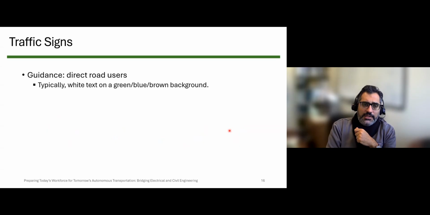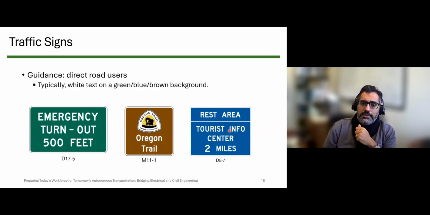We have guidance signs, which direct road users. So typically white text and green, blue, or brown background, depending on what we are referring to, what we are directing to. Like if there is a rest area, if there is a historical point, Oregon Trail in this example. This is the type of method that we use to communicate the message. You see, these are all white text on different backgrounds, and the color of the background goes back to the information that we want to convey.